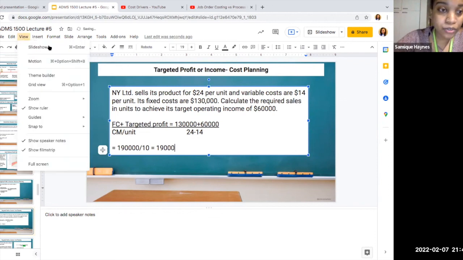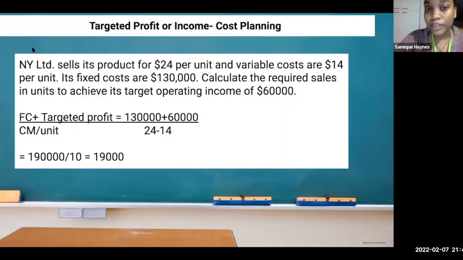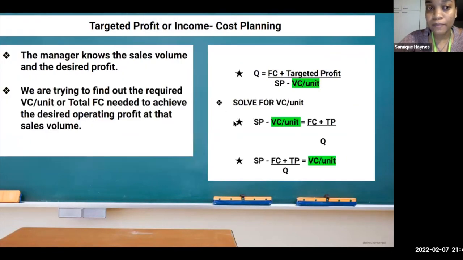All right, so are we good for break-even point in units? Finding the targeted sales in units that we need. Are we okay with that? All right. So target profit or income cost planning. The manager knows the sales volume and the desired profit, but now we want to be able to find out the required variable cost per unit or total fixed cost needed to achieve a desired operating profit.